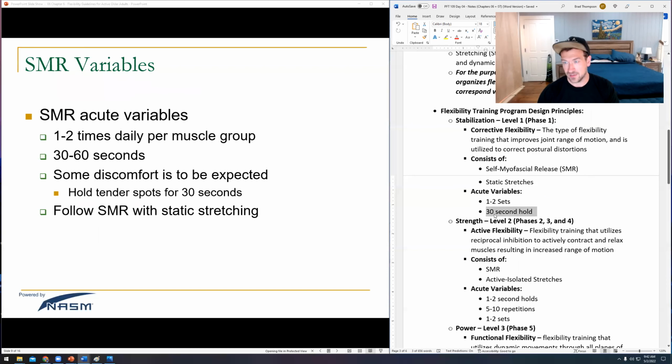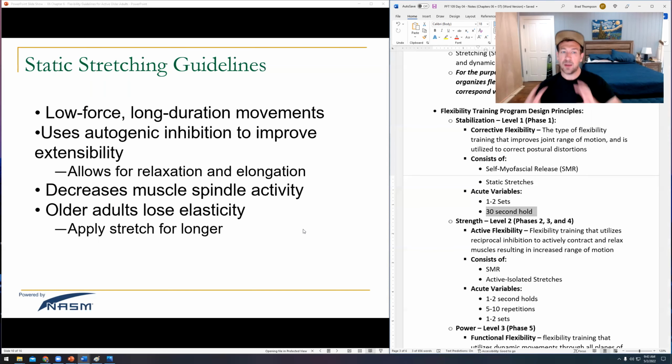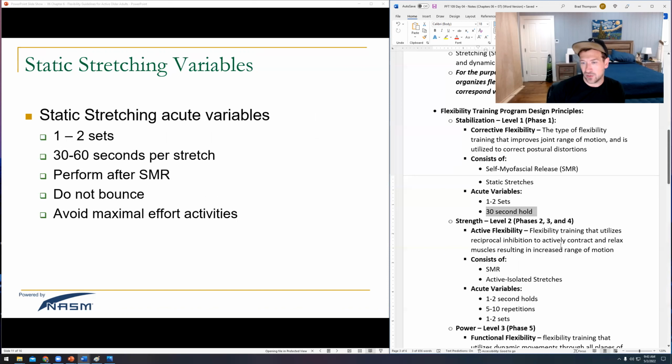NASM's going to say 30 seconds, 30-second minimum. Okay. So you're going to put pressure on there for 30-second minimum and try to get it to let go. And then once you've done that and you've felt that discomfort be released a little bit, right? Now we can follow it up with some static stretches, right? Now we've untied the knots in our muscle. So now we can lengthen them out and do a big, long static stretch, right? So a low force, long duration hold that's going to take advantage of that autogenic inhibition. Okay. That's our static stretching.